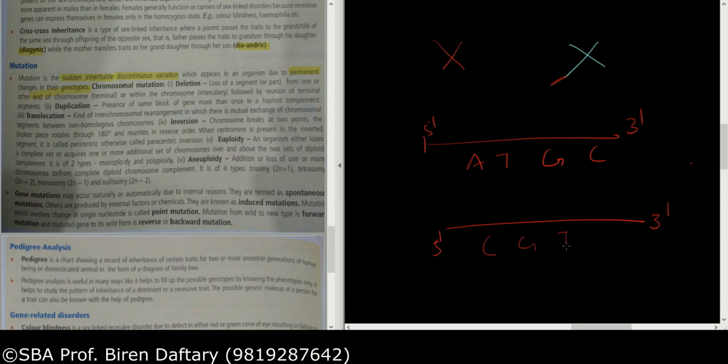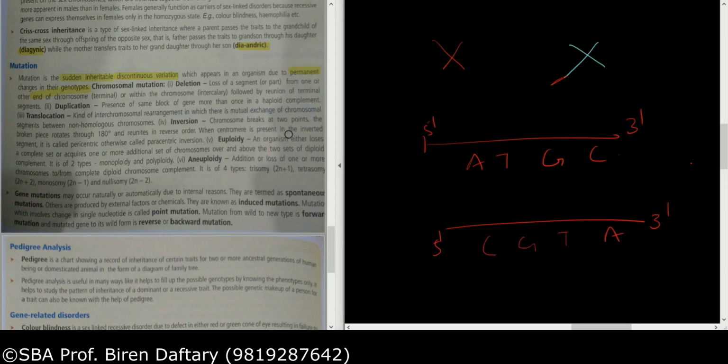Then there is inversion. A very simple example of inversion is 5 prime 3 prime. I write the sequence ATGC. What happens in inversion is the polarity or direction remains the same but the sequence is reversed. So here I will write CGTA. So the direction is the same but the sequence is reversed. That is called inversion.